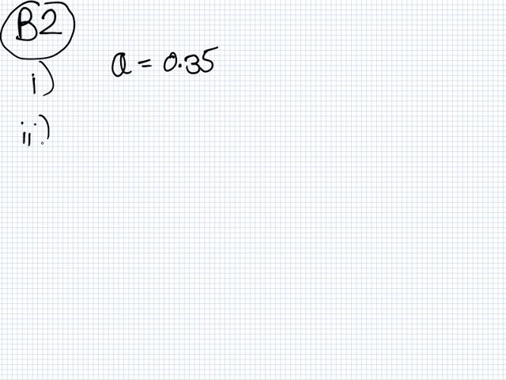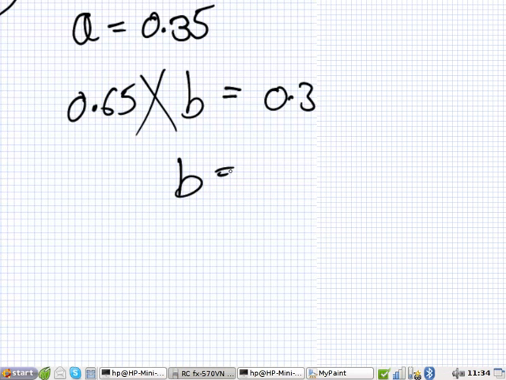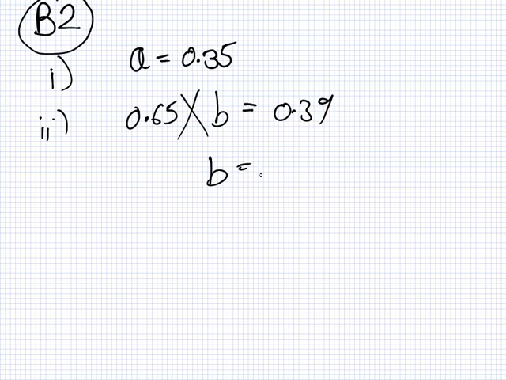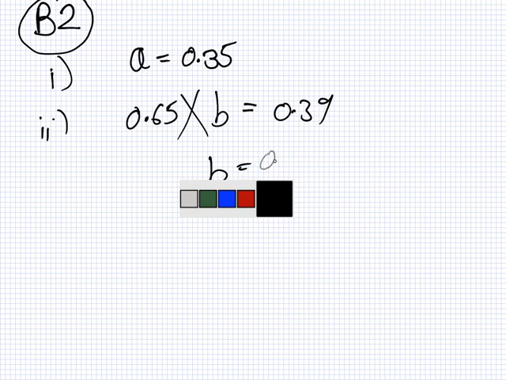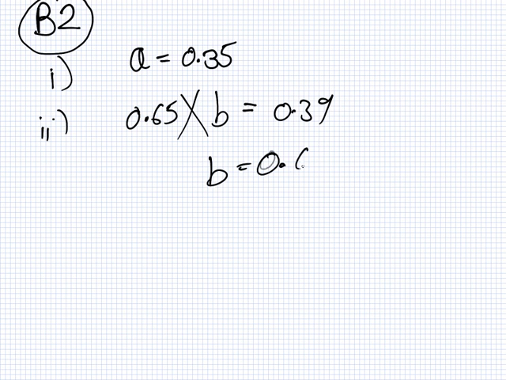The probability that the man stops at both is 0.39. Find B and C. Okay, if he stops at both, that would be 0.65 multiplied by B, which should equal 0.39. So we can get B, no problem. It will be 0.39 divided by 0.65, which is 0.6. So obviously C is 0.4. What's the probability that he stops at only one?